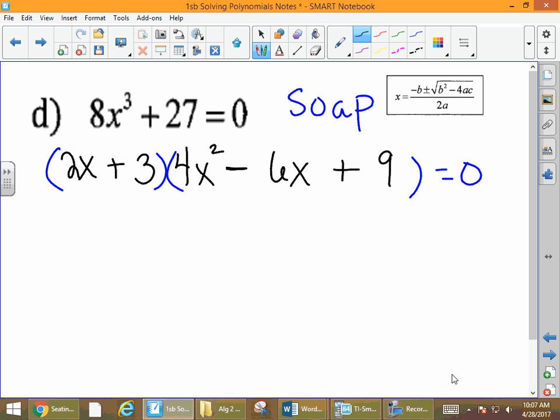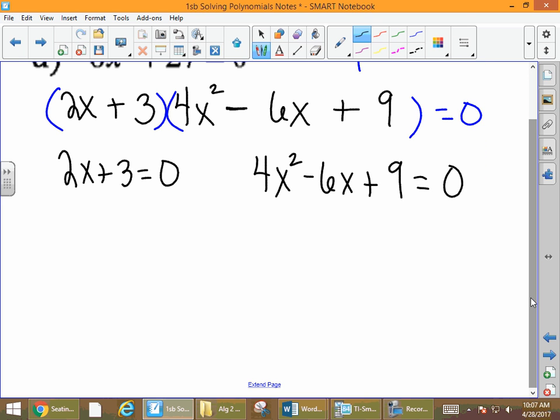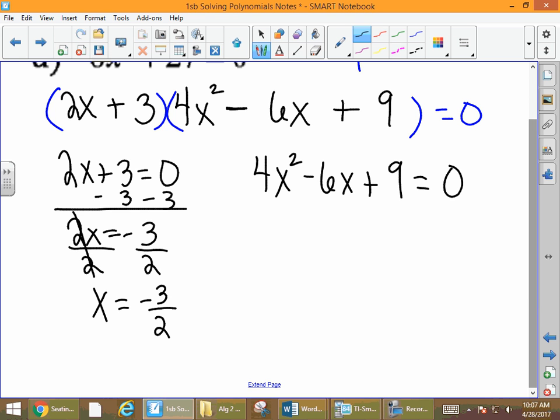Now we're going to set each of these factors equal to 0: 2x plus 3 equals 0, and 4x squared minus 6x plus 9 equals 0. Hopefully I left enough space. As we subtract 3 from both sides, we get 2x equals negative 3. Divide both sides by 2, and we get x equals negative 3 halves. We eventually are going to be looking for 3 solutions, and there's one of them.